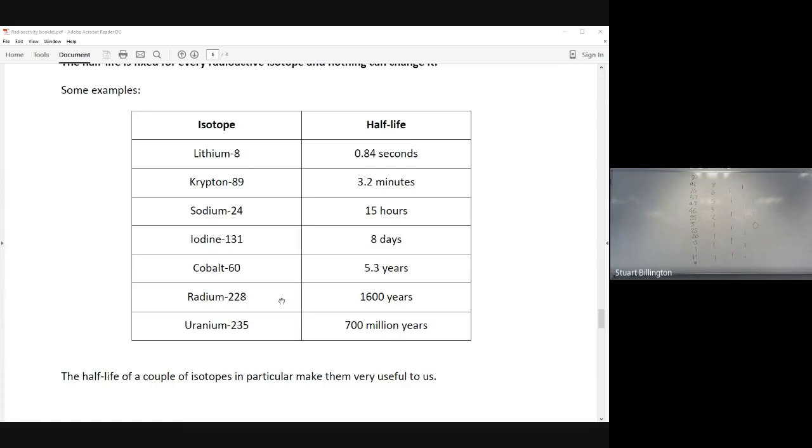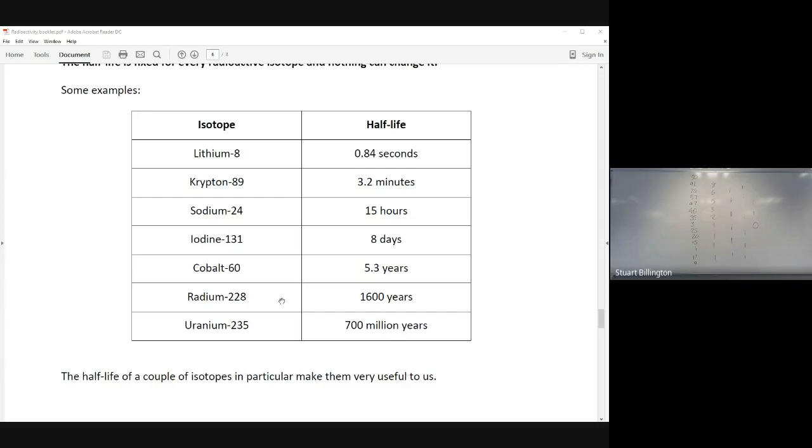Radium-228, 1,600 years for half of it to decay. It's not that radioactive. If you held it in your hand for a few minutes, very, very little radiation would come out because it's taking 1,600 years for half those atoms to decay. Not many would decay in a couple of minutes.